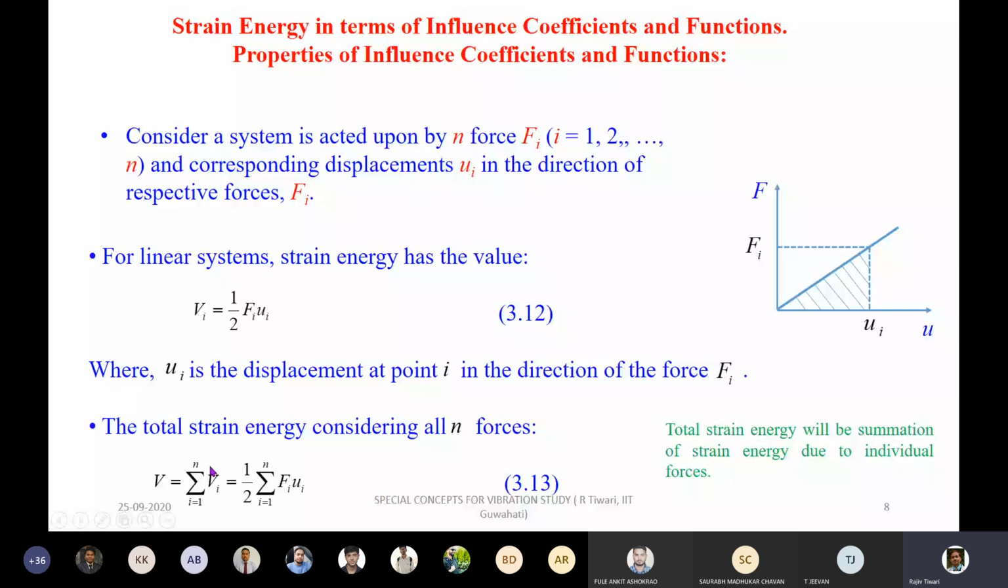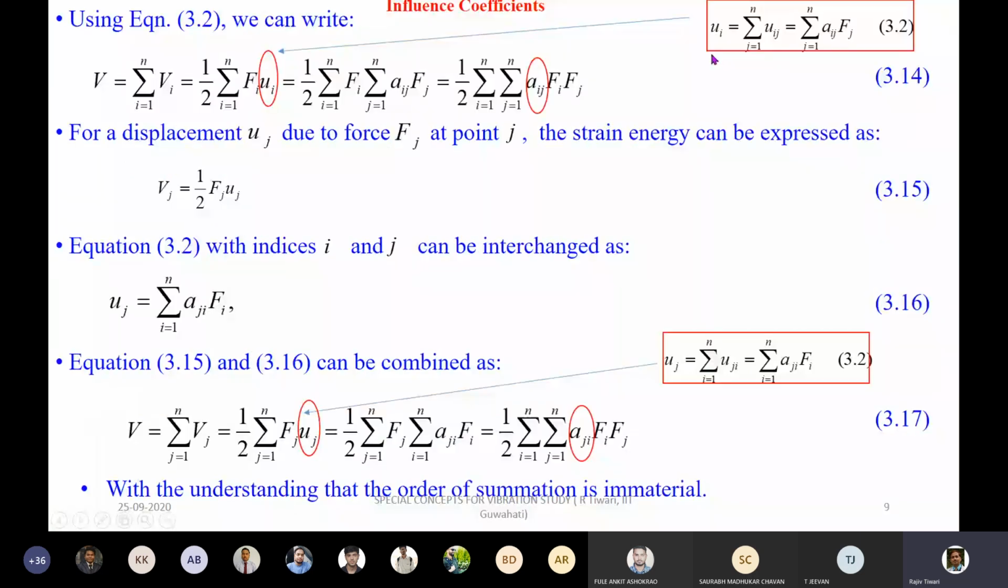And if we substitute Vi here, we will get the expression of the potential energy as half Fi Ui. So now Ui we had related with the influence coefficient earlier. So how did we relate? We related Ui, which is the total displacement at the ith location because of all the forces, by the influence coefficient like this. Okay. So in the previous expression, Ui, I am replacing with this summation term.